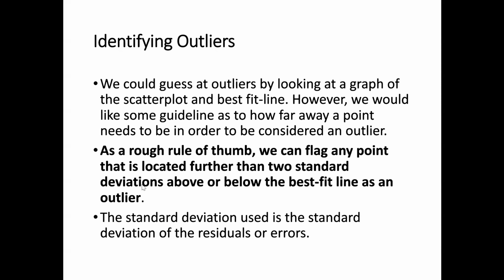We can guess at outliers by looking at a graph of the scatter plot and best fit line. However, we would like some guidelines as to how far away a point needs to be in order to be considered an outlier. As a rough rule of thumb, we can flag any point that's located further than 2 standard deviations above or below the best fit line.